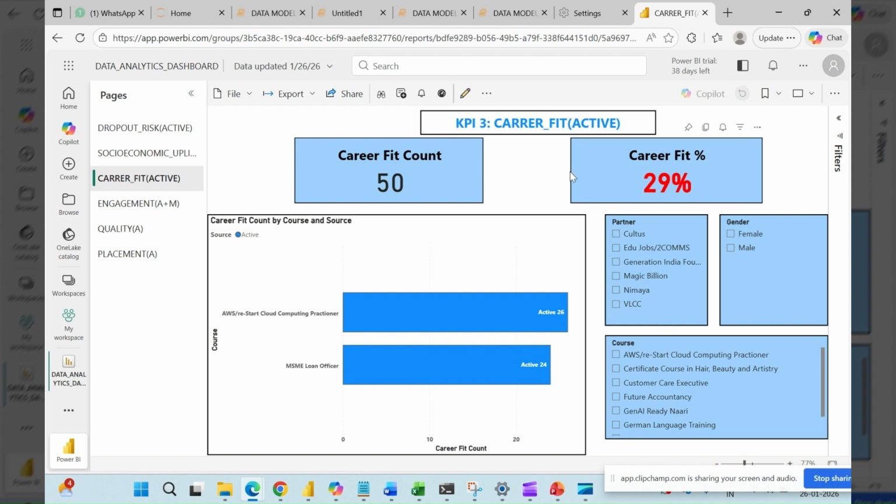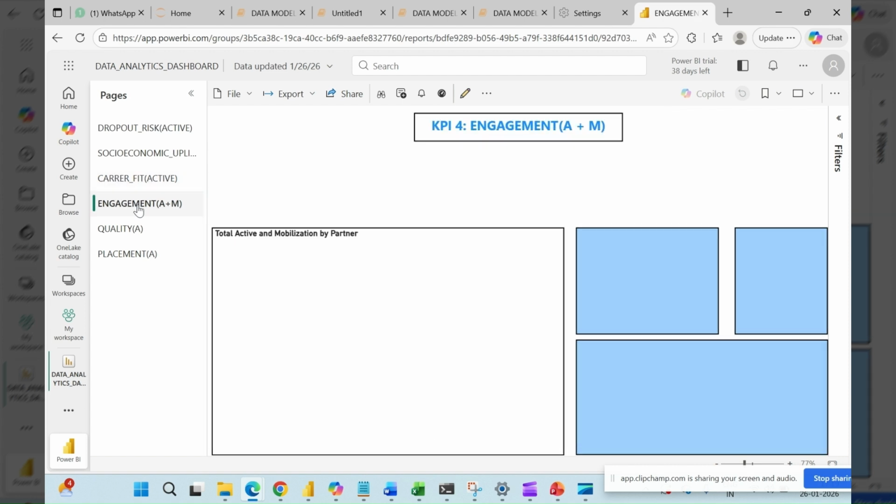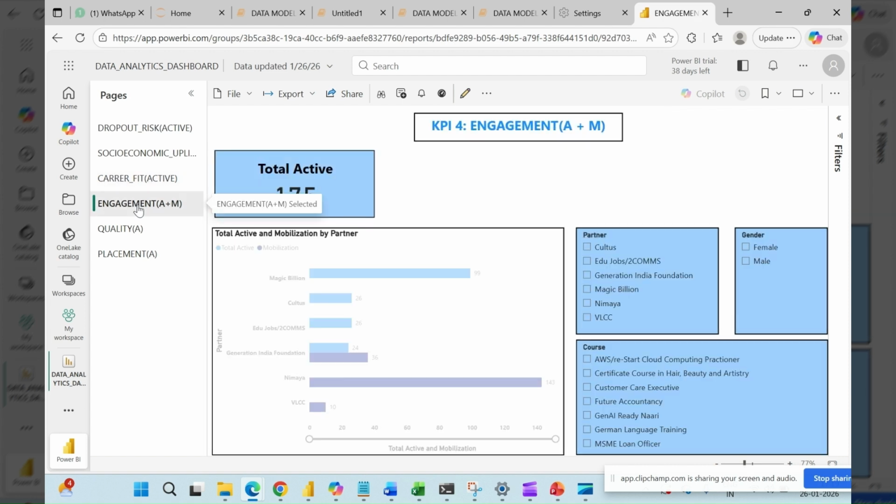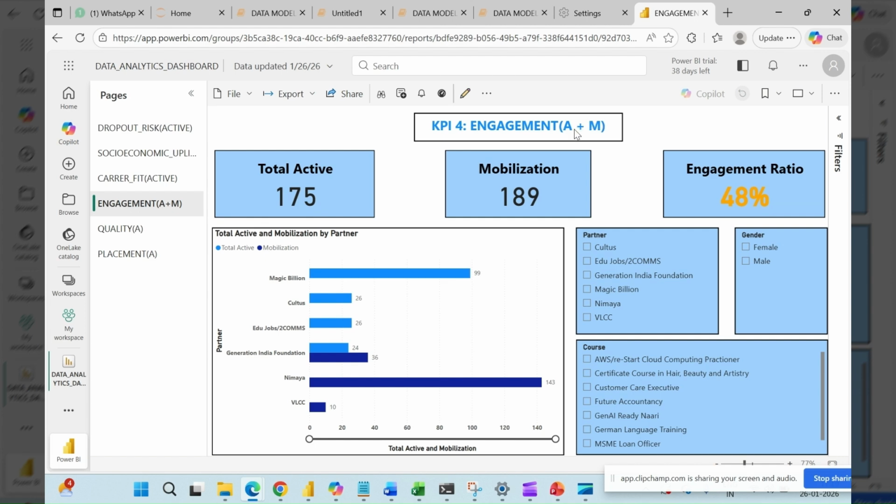Okay, so let me go to the next report as well. That is our KPI number 4, engagement. This is based on active plus mobilization data. So we have brainstormed, even with Shivam I have brainstormed, and we have found some relation between the active and mobilization. So I will share the formula as well.